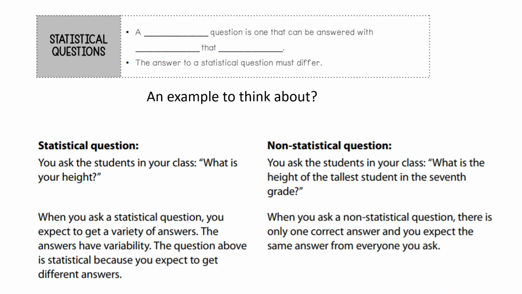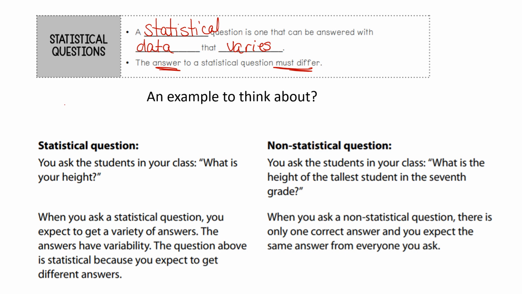Statistical questions. A statistical question is one that can be answered with data that varies. So a statistical question is one that can be answered with data that you can collect that varies. The answer to a statistical question must be different. So this is just an example for you to think about. You've got a statistical question and a non-statistical question.